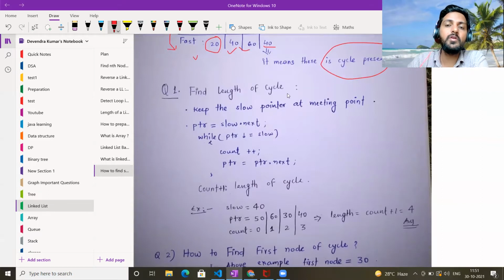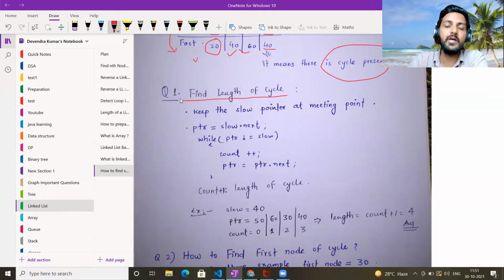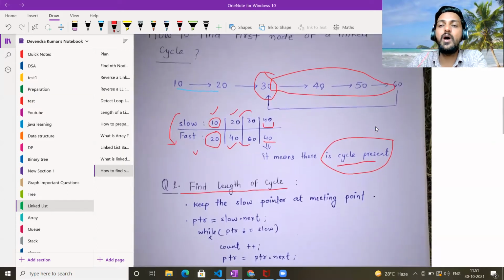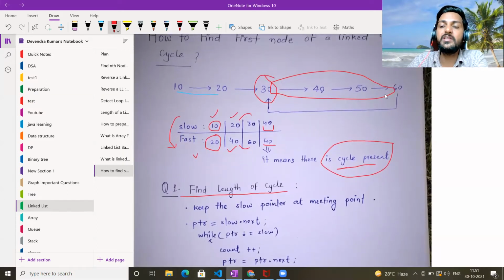Now there is one more question which will come in between. Let's say you have seen that our linked list has a cycle. Now let's say you want to find out the length of the cycle, that is, how many nodes are present in this cycle. So here 30, 40, 50, and 60. These four nodes are part of the cycle. So the length of the cycle should be 4. Let us see how to find out this length 4.